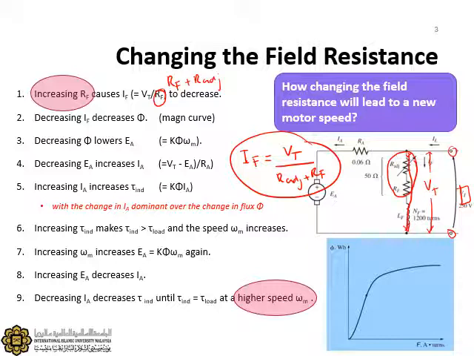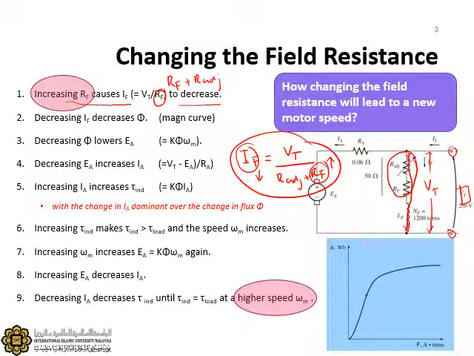So what will happen now if we increase RF? You can see from this equation, because RF is in the denominator, when we increase RF, assuming that VT is constant, IF will simply get reduced. So this is what the first point refers to: increasing RF causes IF to decrease. Okay, so that's the first step done.